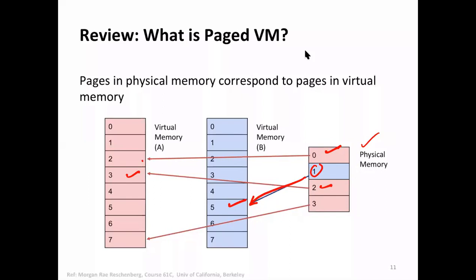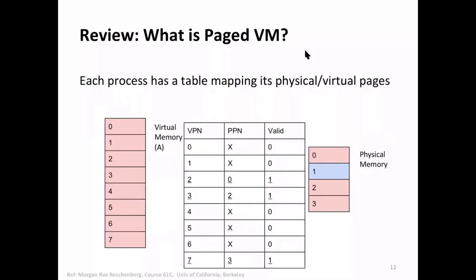Any question up to this point? No. Okay, now we create this kind of table, which we call the page table, and it corresponds to each process. This means each process has a table which maps virtual page number into physical page number. Here, virtual page number, which we call VPN, is 0, 1, 2, 3, and so on up to 7, and the physical page number, which we call PPN, is 0, 1, 2, 3.